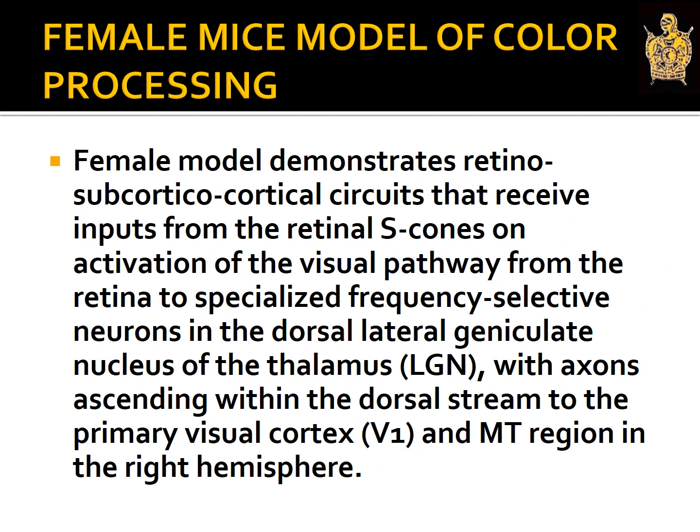The female model begins with the retinal S cones and goes through frequency sensitive neurons of the dorsal lateral geniculate nucleus of the thalamus, with axons ascending within the dorsal stream to the primary visual cortex V1 and associative regions in the right hemisphere.